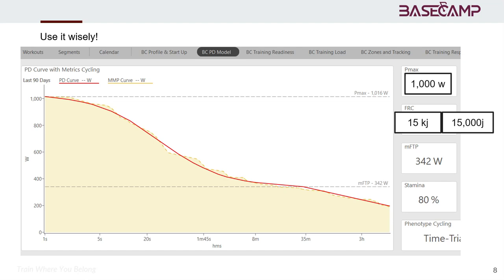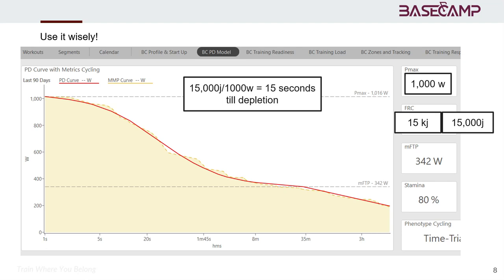That reality is when we compare, and let's say they both have the same 1500 kilojoule, we could do math to determine how quickly at Pmax this athlete would burn through these 15,000 joules. And this is the math you would do. 15,000 joules, that's what they have available in their anaerobic work capacity, or that FRC, that anaerobic battery above threshold in a continuous effort. Now we think about dividing that by 1,000 watts.